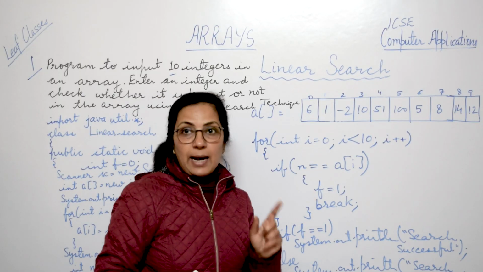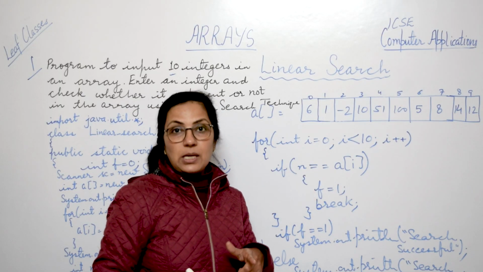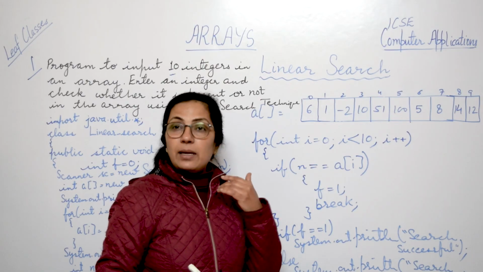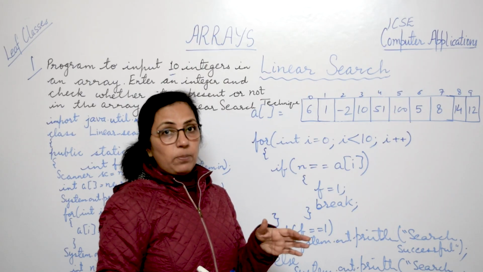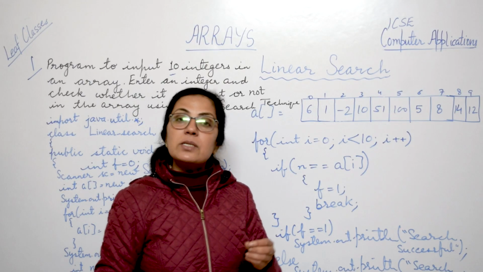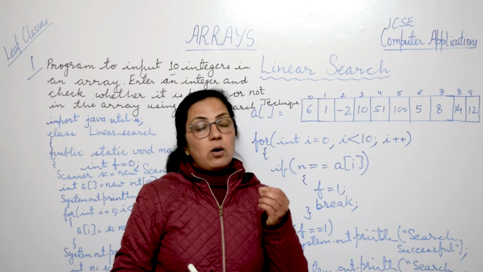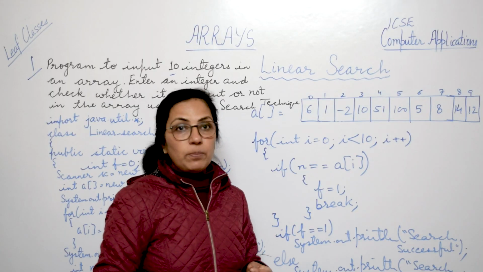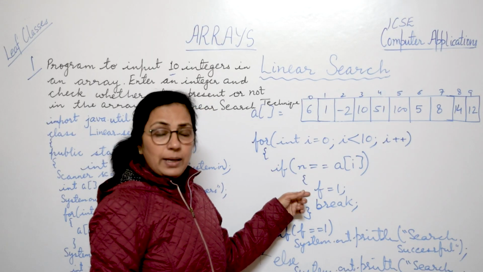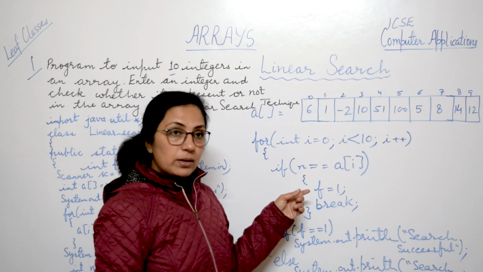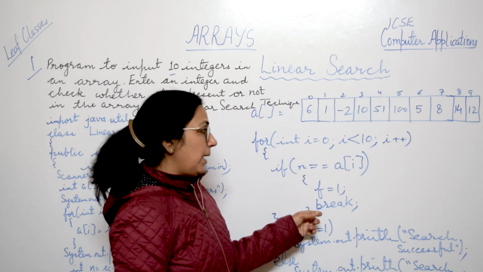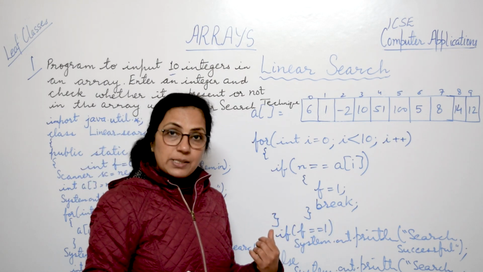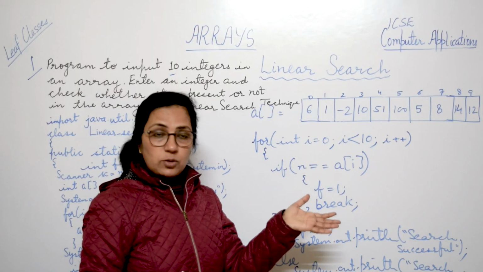You can take it char type, y, n, you can take it float type, any value which you want you can put. But normally in computers, 0 indicates off position and 1 indicates on position. So I have taken it 1 here to indicate yes, I have got the matching value. And then break. Break will take you out of the present loop because we don't want to search further.